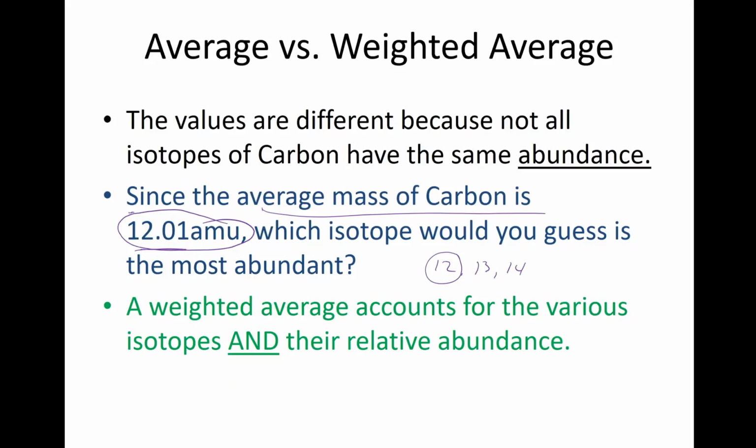All right. So a weighted average then accounts for that fact. If I had a handful of carbon atoms, the vast majority of them would be carbon-12 with a sprinkling of 13 and 14 mixed in. All right. So my average comes out a little above 12, but not super significantly so. And that's because 13 and 14, while they exist, are far, far less common than carbon-12. Okay. So weighted average accounts for the various isotopes and their relative abundance. How common is each isotope?